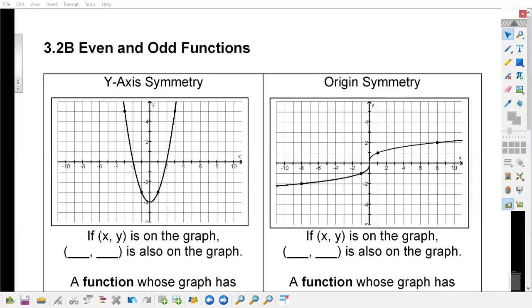All right, here we go. So 3.2b, even and odd functions, okay? As far as your 3.2b assignment goes, your 3.2b assignment is more so of creating the functions from 3.2a.